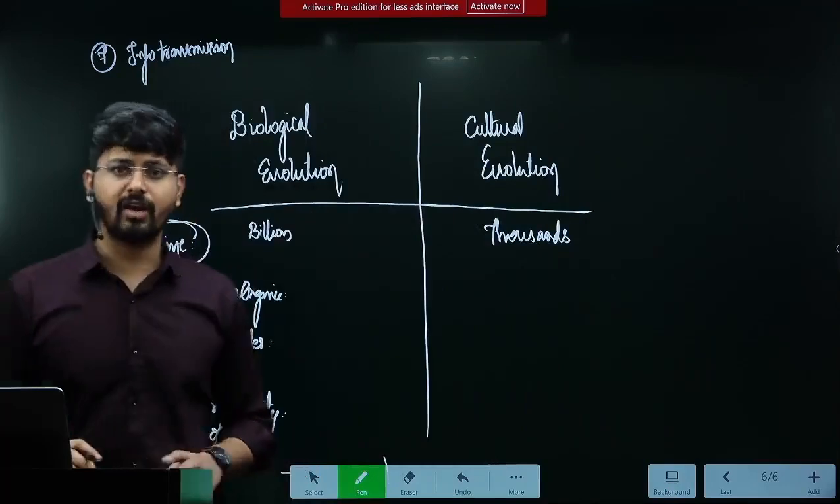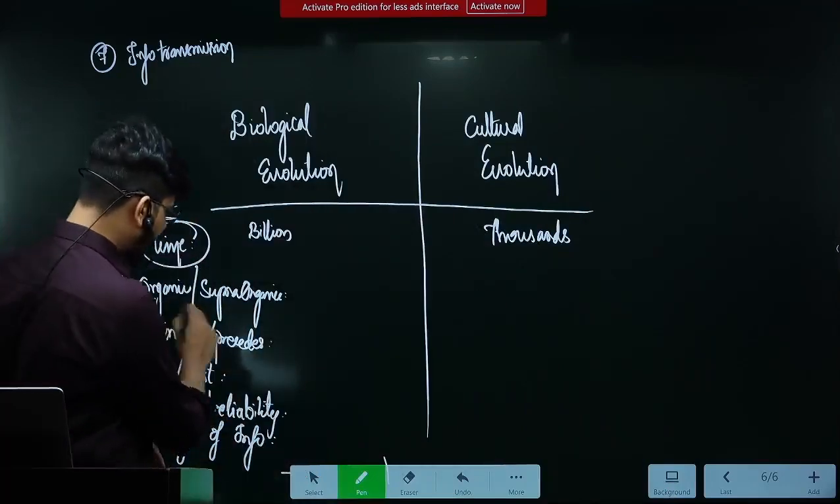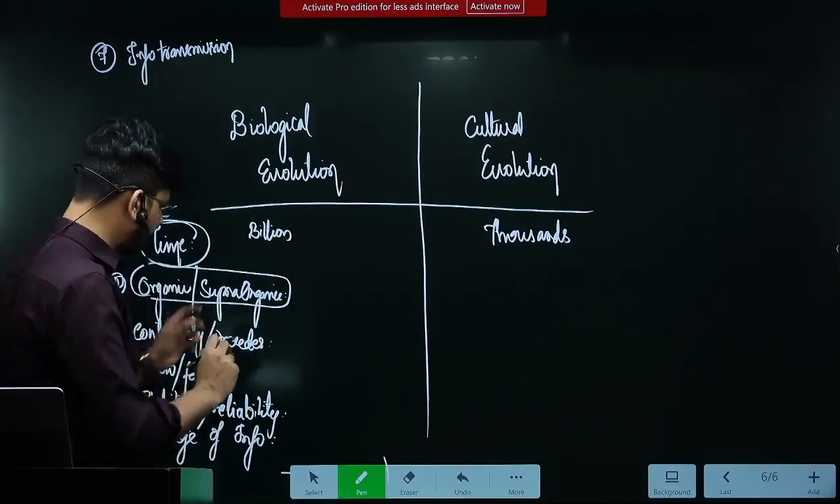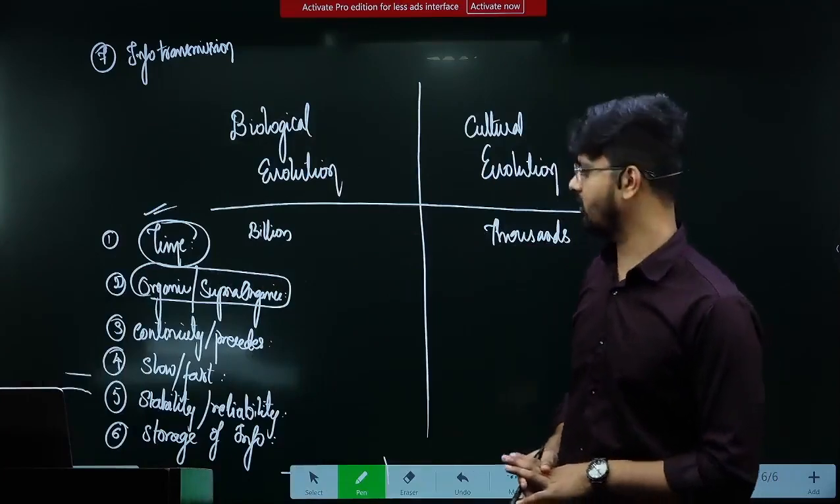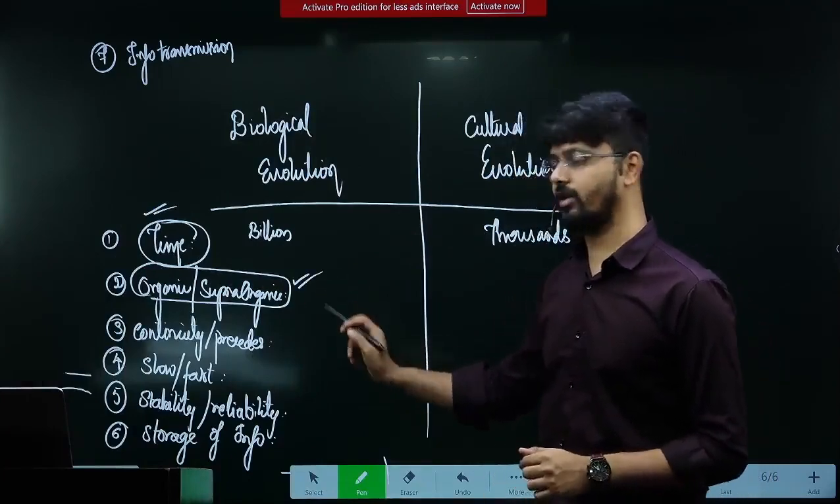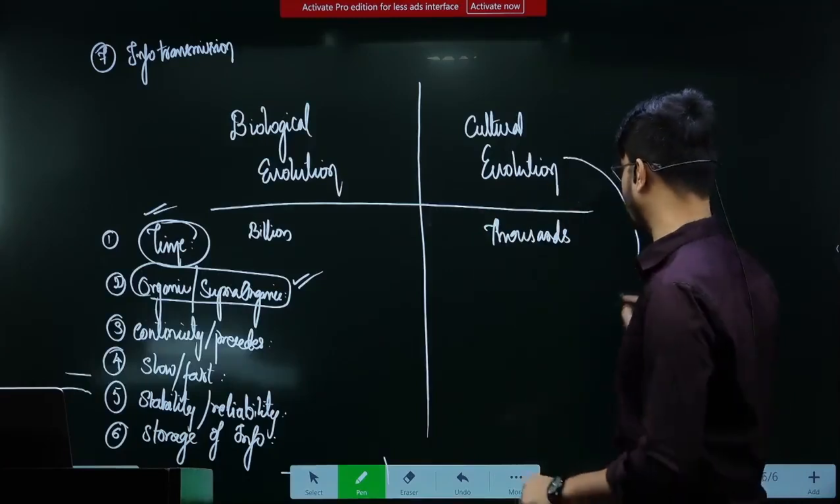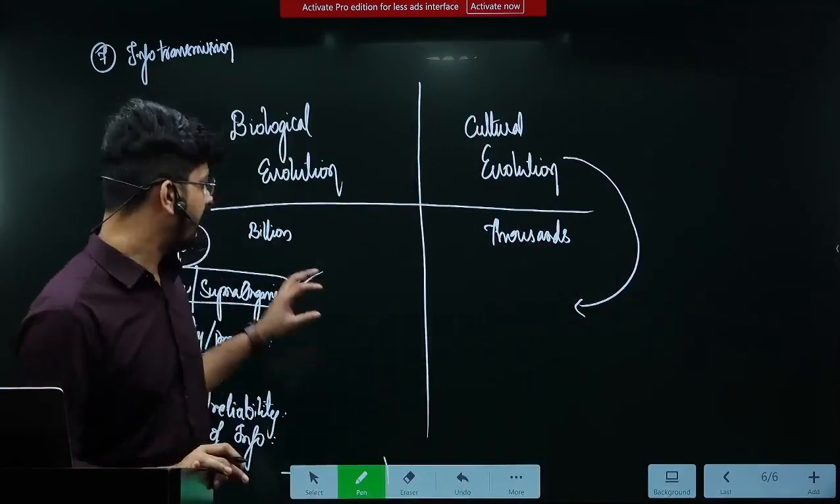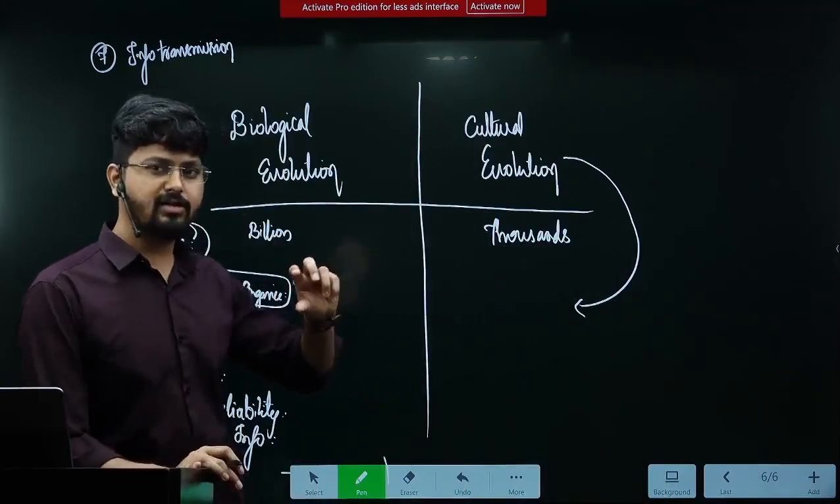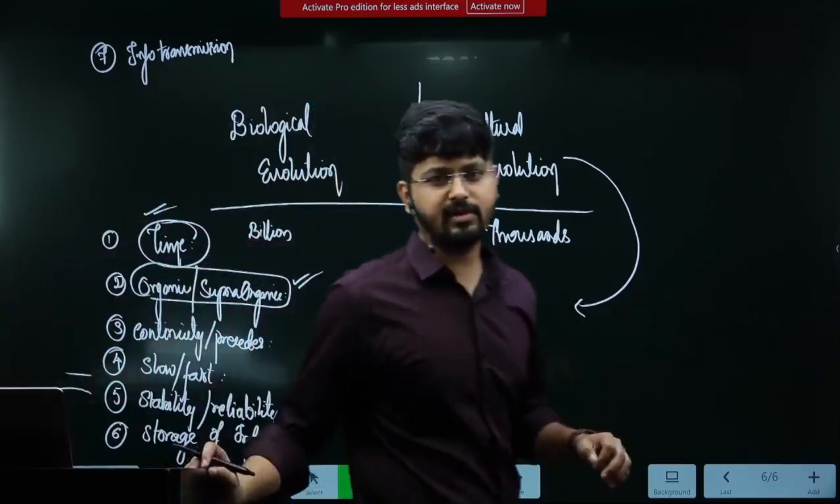And biological evolution is organic in nature, that means it is only with the organisms. So without the organisms there is no biological evolution. But cultural evolution can happen even after the organisms responsible for the changes have passed out.